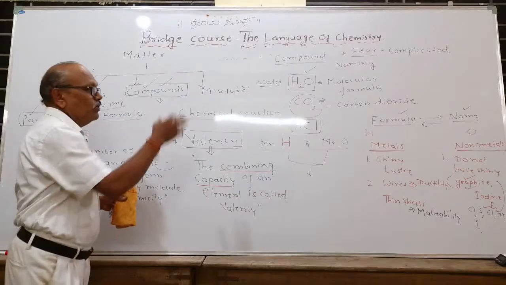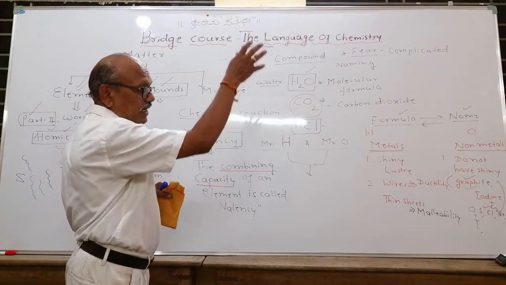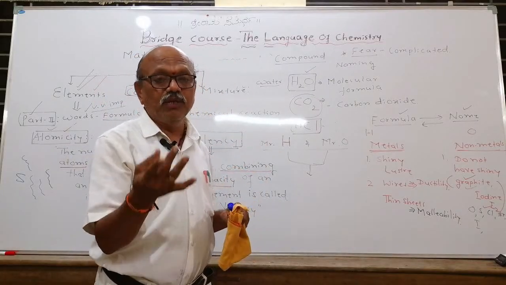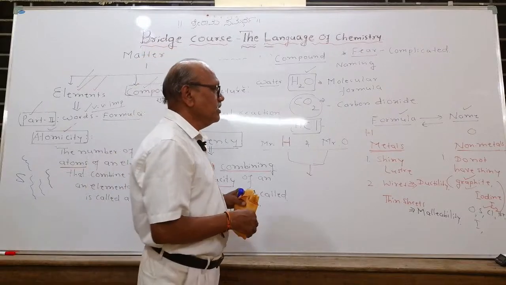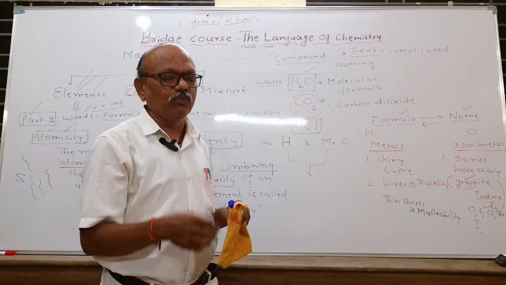In the last period we talked about atomicity. What is molecule, you understood. What is monoatomic molecules? All inert gases are monoatomic molecules, and oxygen, hydrogen, chlorine, bromine are diatomic. Ozone is triatomic. P4 phosphorus is tetraatomic.